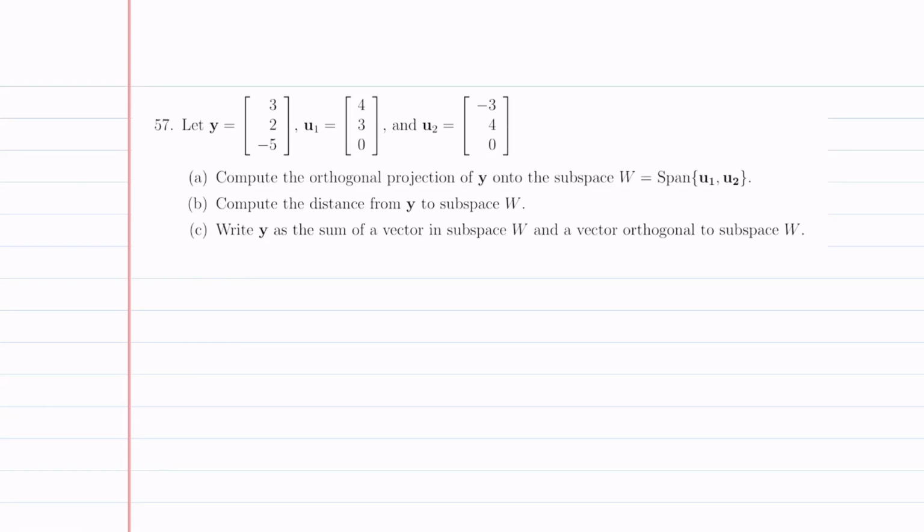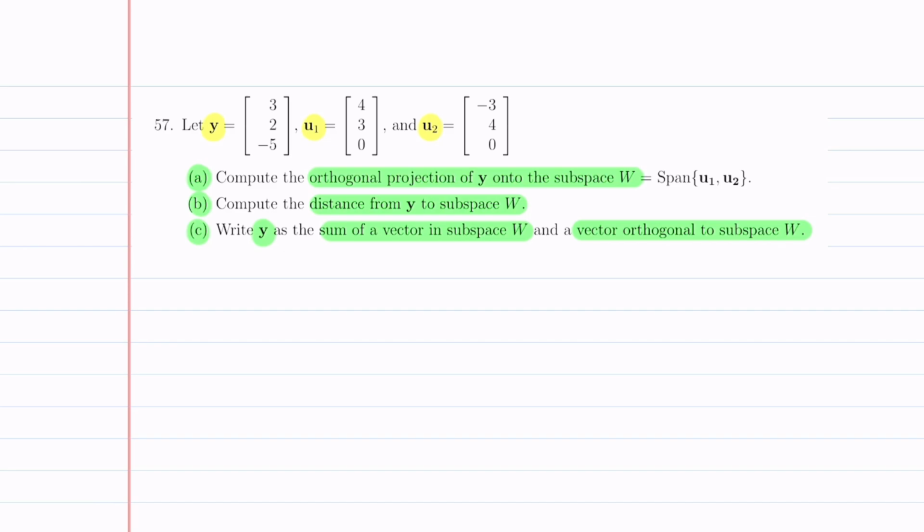In this problem, we're given a vector y and a vector u1 and a vector u2. We're asked to do three different things. The first thing we're going to do is compute the orthogonal projection of y onto the subspace W, which is the span of our two vectors u1 and u2. We're then going to compute the distance from y to subspace W. And lastly, we're going to write our vector y as the sum of a vector in subspace W and a vector orthogonal to subspace W.